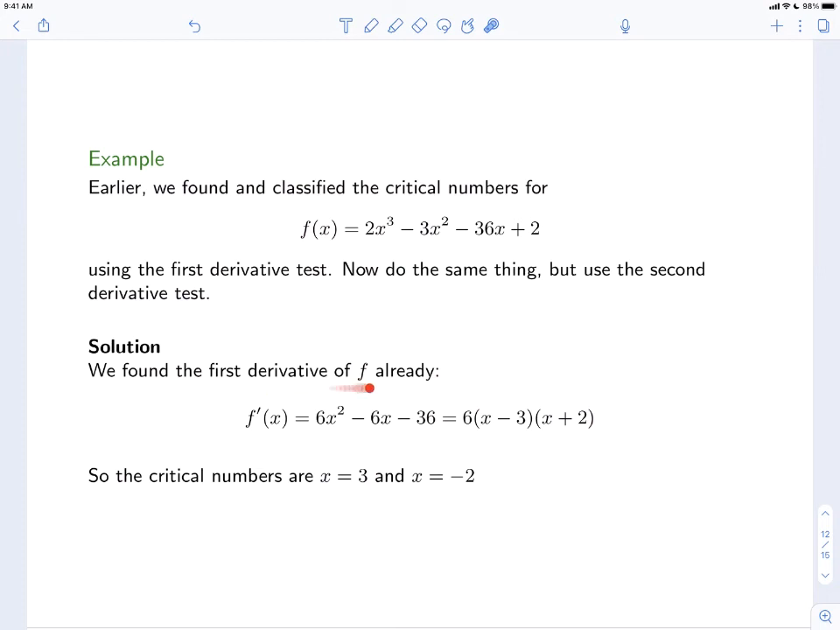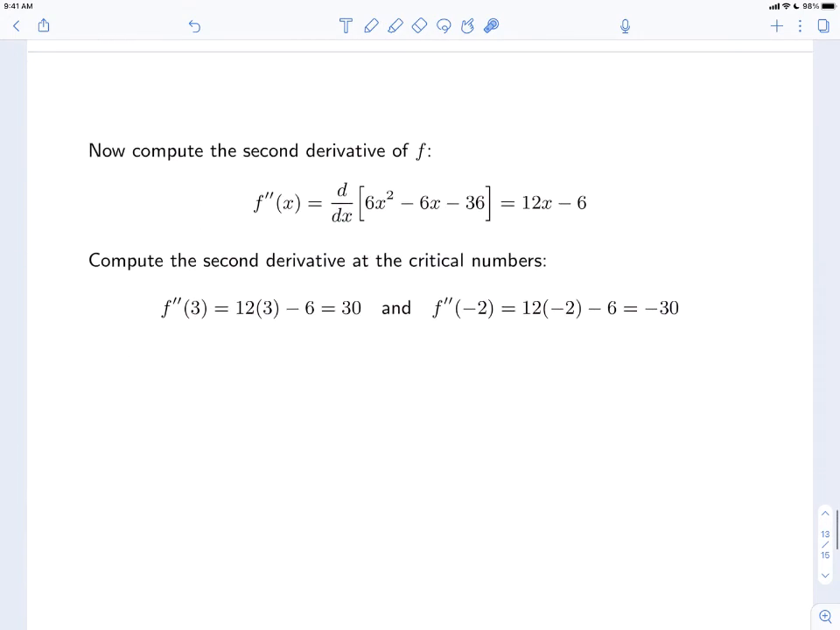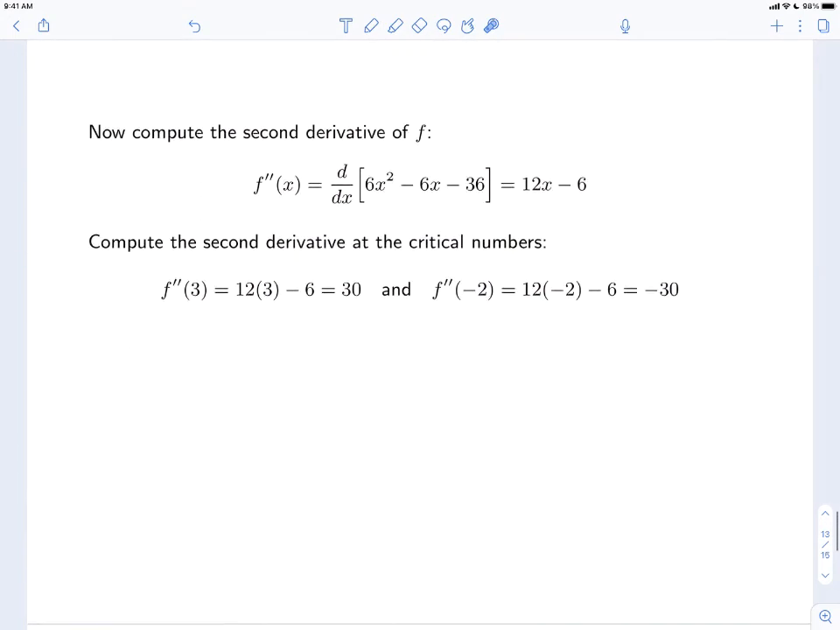So we already found the first derivative. f prime of x is 6x squared minus 6x minus 36, which you can factor, and then you can easily read off the critical numbers as being x equals 3 and x equals negative 2. Okay, so now we compute the second derivative of f. Again, this is just a polynomial. So the derivative of 6x squared minus 6x minus 36: the derivative of 6x squared is 12x, the derivative of negative 6x is negative 6, and the derivative of 36, that's a constant, so the derivative is 0.